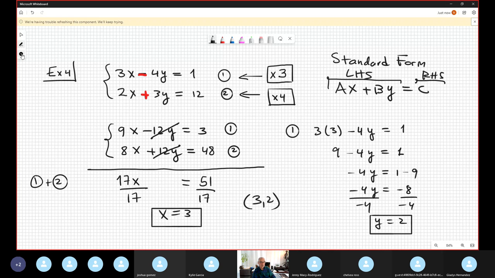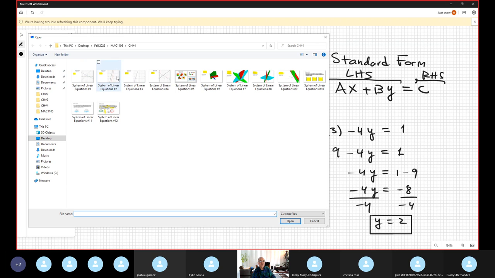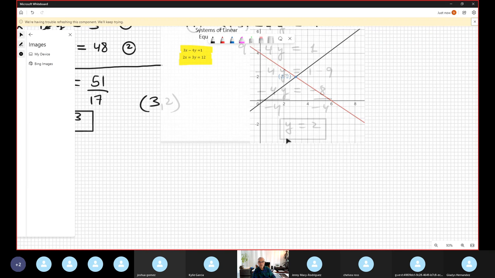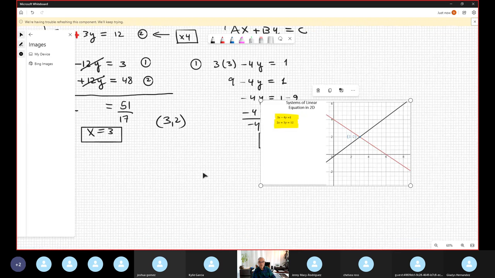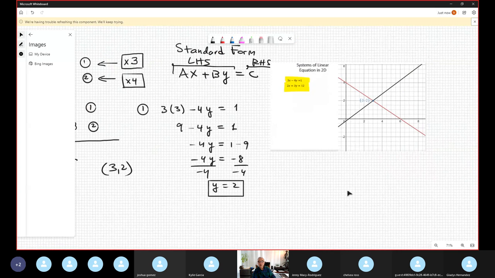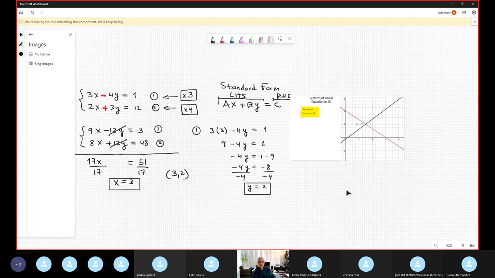Let me see if I have the picture to illustrate this idea. I don't remember. Let me try. Oh, yes. Yes. Look at that. Let me zoom. Solution. So we have two lines.